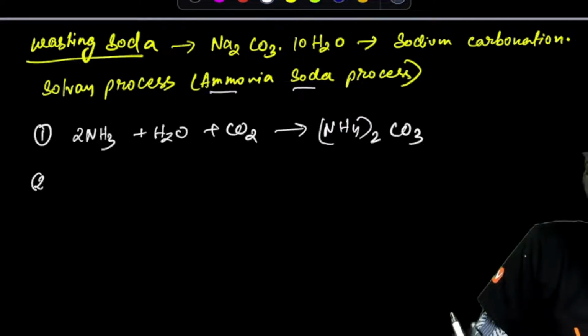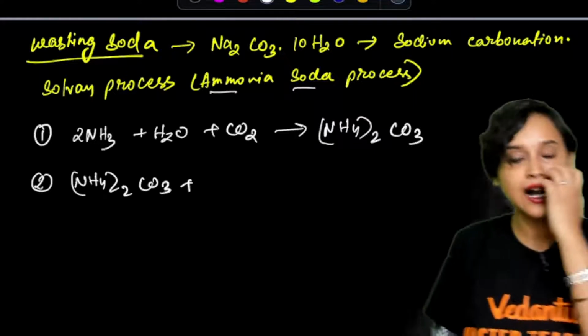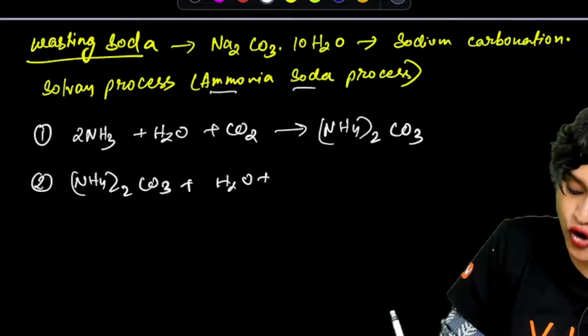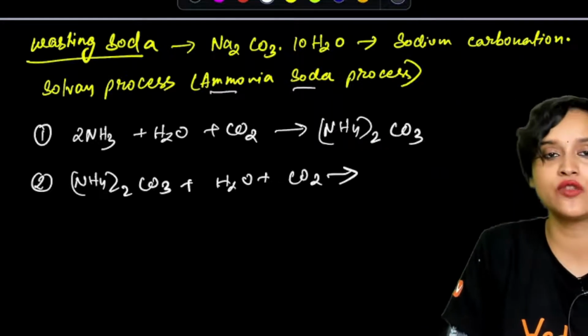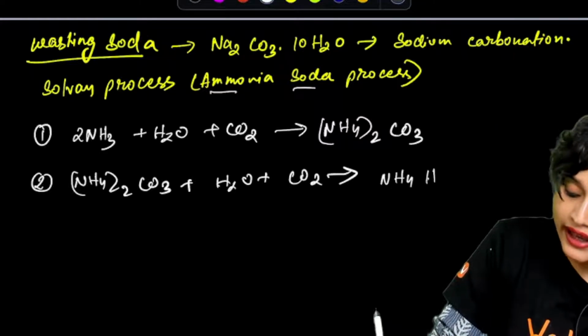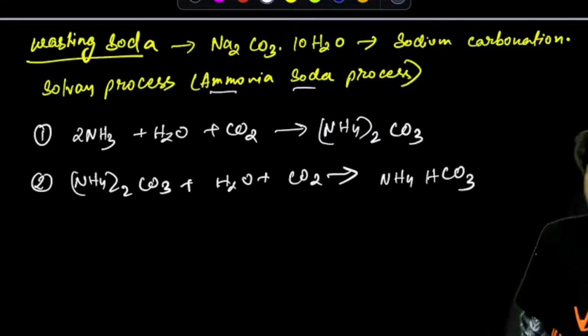Now, step number 2, everybody. Take this (NH4)2CO3, add again some water and carbon dioxide. What will you get this time? This time you will be getting NH4HCO3, that is ammonium hydrogen carbonate.